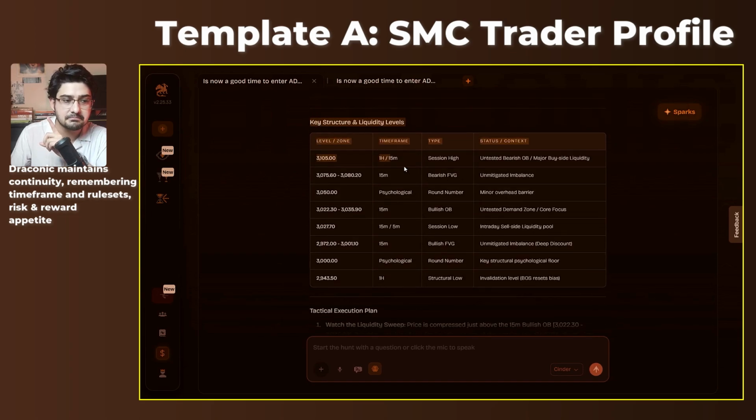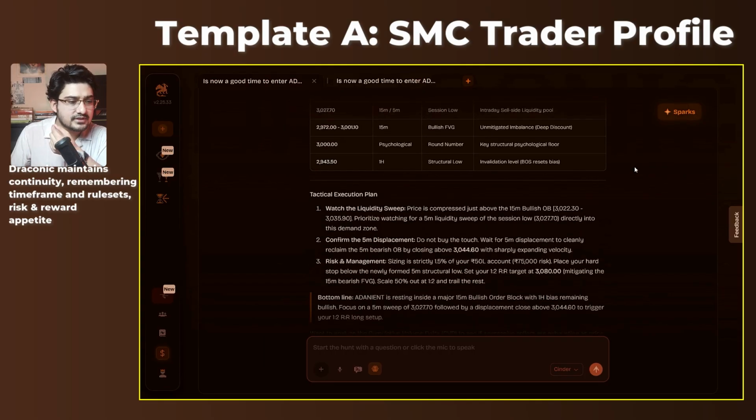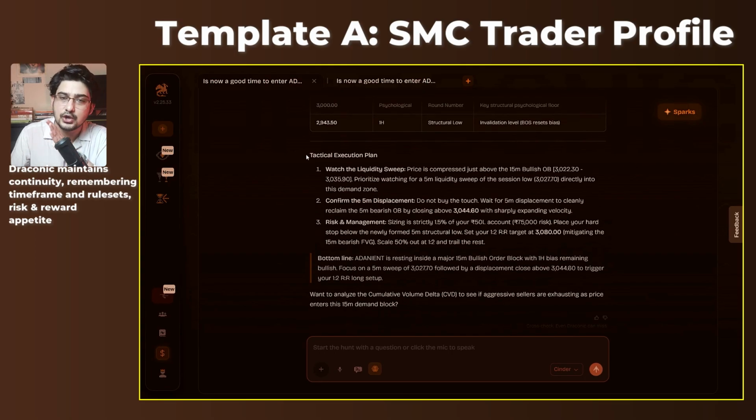As you can see, this is much more detailed than the previous question that we asked, because now we are going into more depth and Draconic is uncovering different layers of the trade setup. And if we go slightly below, it tells me in 3 very concrete points what is the tactical execution plan. It mentions that first I am supposed to watch the liquidity sweep, I should confirm the 5-minute displacement, and then finally it also tells me how I should manage my risk.